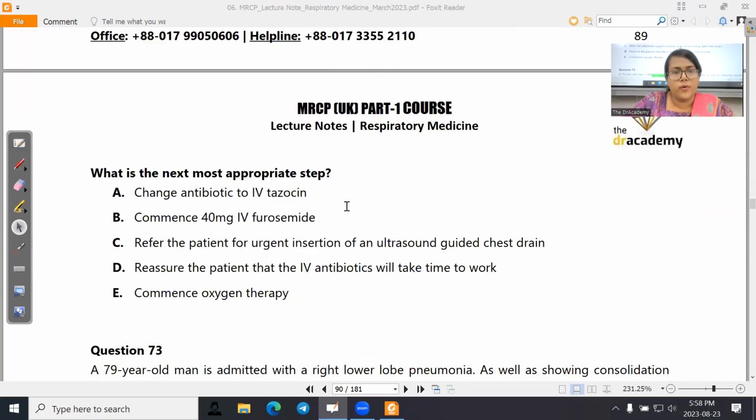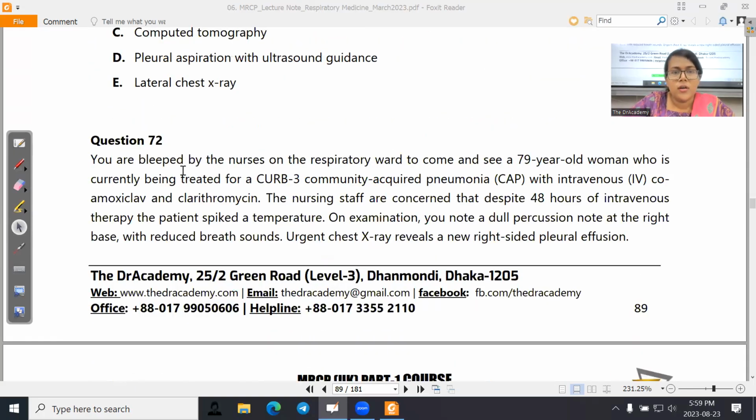Yes, ma'am. So let's go back to the question stem here. You're bleeped by the nurse on the respiratory ward to come and see a 79-year-old woman. So we are already seeing that this is a score for the CURB-65 score, okay? Who is currently being treated for community acquired pneumonia. So the score is already bad. Patient is already admitted with IV co-amoxiclav and clarithromycin. Nursing staff are concerned that despite 48 hours of IV therapy, the patient spiked a temperature. So the patient's symptom is not controlled yet. On examination, you note a dull percussion note at the right base with reduced breath sounds. So urgent chest X-ray reveals a new right-sided pleural effusion.